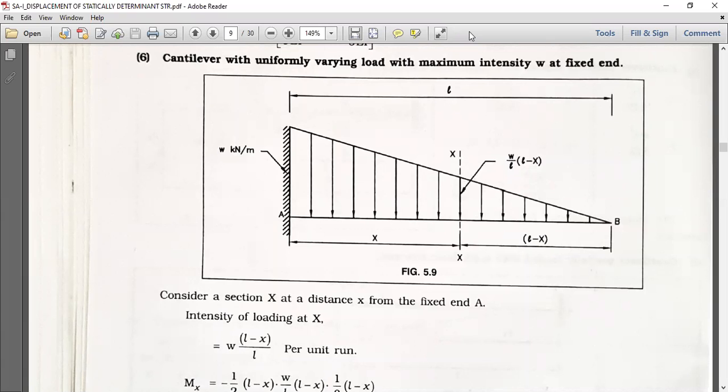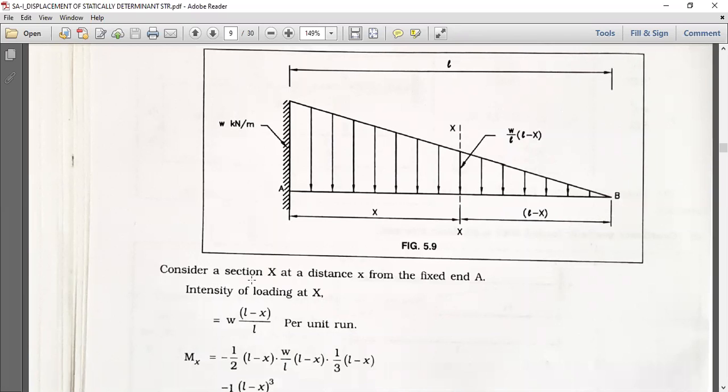Now, a cantilever beam with a uniformly varying load with maximum intensity W at the fixed end, as shown in the figure. Consider a section XX at a distance x from the fixed end. Here at the fixed end A the W kilonewton load is highest, and here at B there is 0. Somewhere here the load is like this, but we will calculate it during the solution.